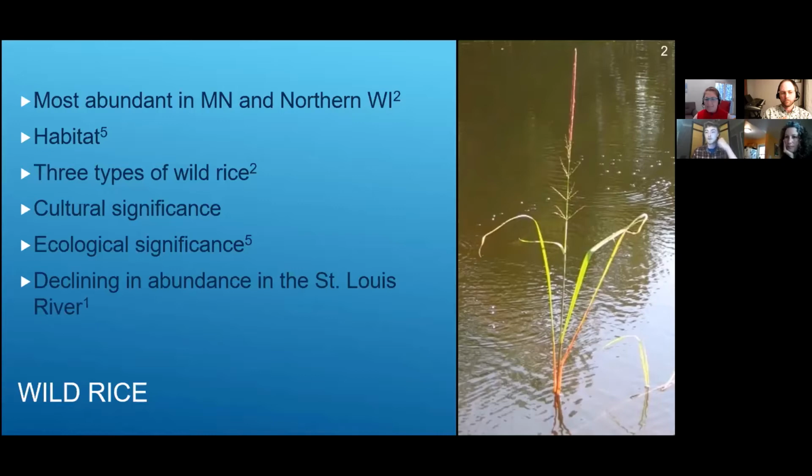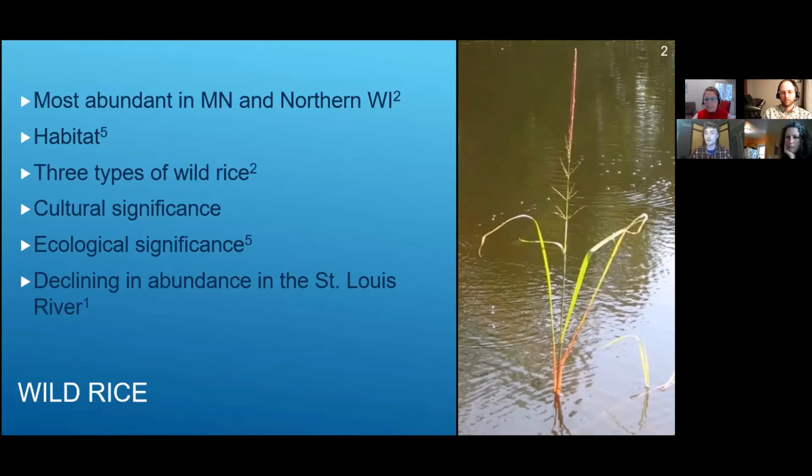One of the issues facing wild rice in more recent years is that it's been declining in abundance in the St. Louis River. The 1854 Treaty Authority put out a report called the 2018 Restoration Monitoring Report, and they recorded that the abundance of wild rice has been declining in more recent years. There's a couple reasons for this.